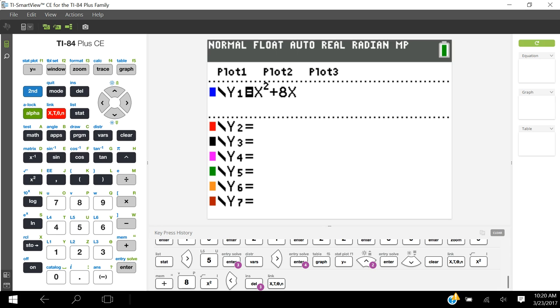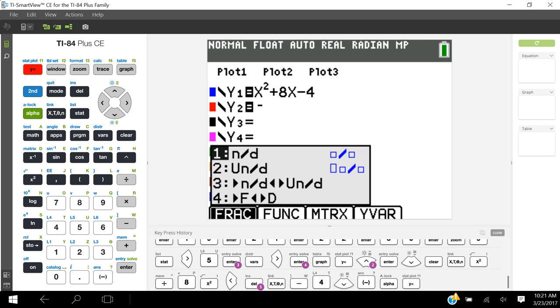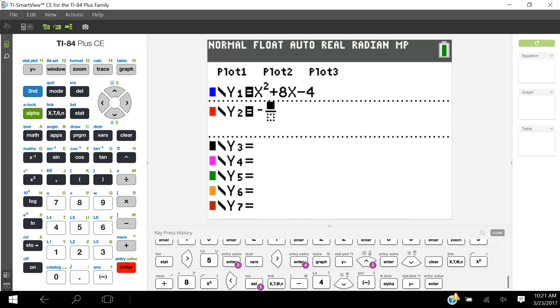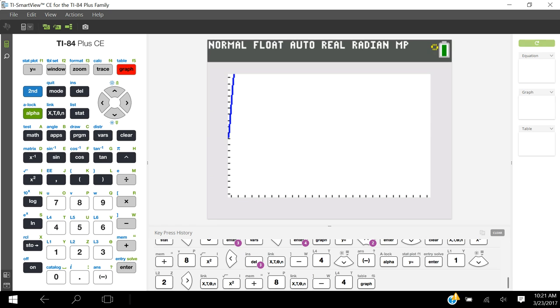Plus 8x minus 4. If I just put a negative fraction in front of the x squared, so let's put -1/2, plus 8x minus 4, let's see what happens to our graph. Well, I need to do zoom 6.